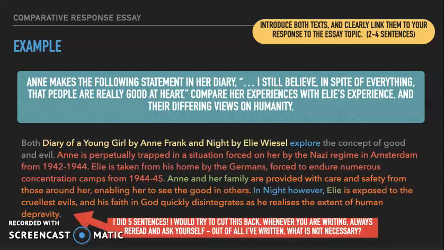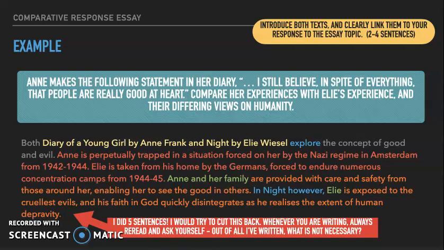All right. So this is my example of introducing both texts. Both Diary of a Young Girl by Anne Frank and Night by Elie Wiesel explore the concept of good and evil. Anne is perpetually trapped in a situation forced on her by the Nazi regime in Amsterdam from blah, blah, blah. Anyway, read through that in your own time. I did 5 sentences here and I read it afterwards and I went, oh my gosh, I've done exactly what I told you guys not to do. I have to try to cut this back, otherwise I'm a hypocrite.